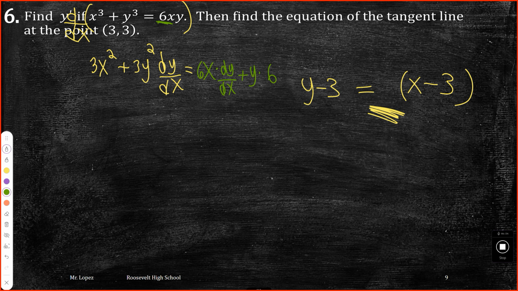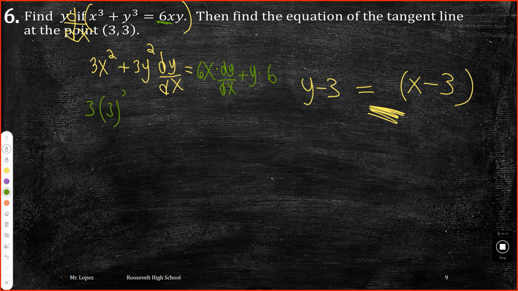Look, I'm going to do something else right now. If this was a multiple choice question and all you needed to do is figure out which choice it is, you can already go ahead and substitute x is 3, y is 3 into this before solving for dy/dx. Let's do it like that to speed it up.